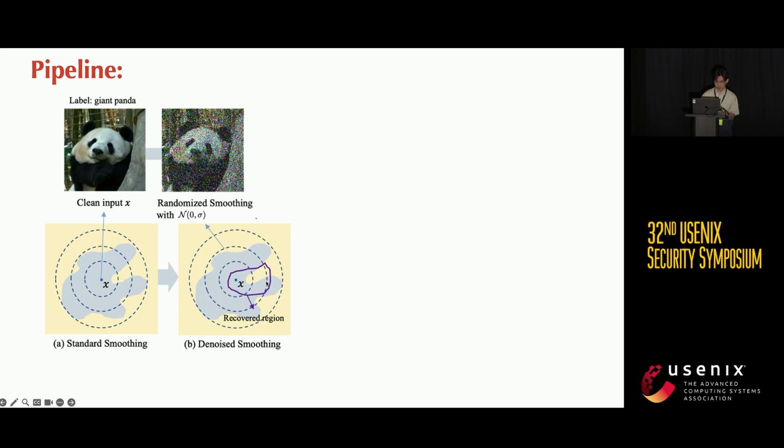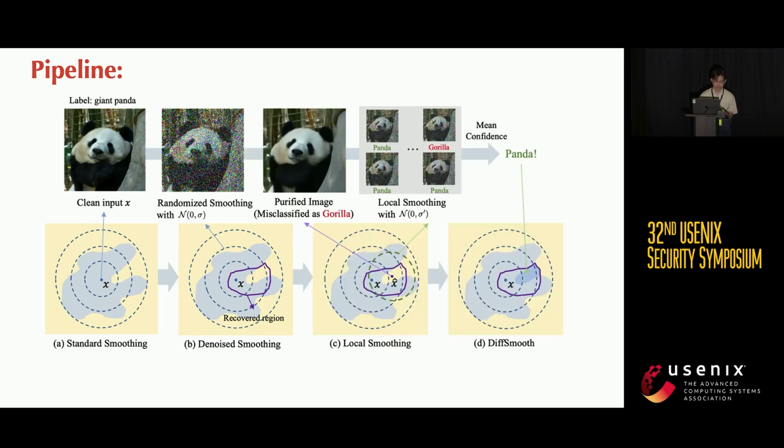However, the key observation here is that if we know the recovery region, why don't we do a second smoothing? As I show here, assume X hat is a purified image, and we smooth X hat again with another Gaussian distribution. Then we can correct all the misclassified images here. And thus, all the purified images inside the recovery region can be predicted correctly. So in this way, we can expect a higher PA and thus a higher certified radius.